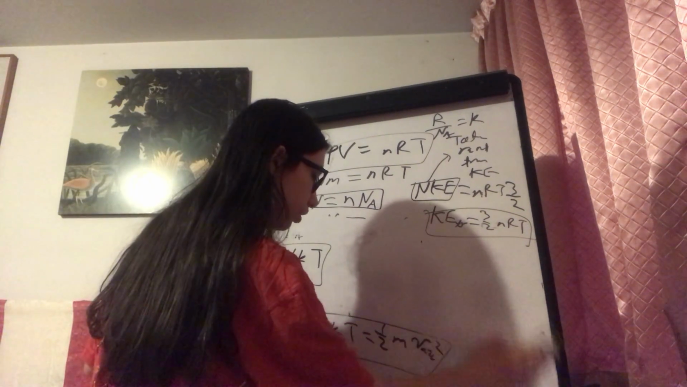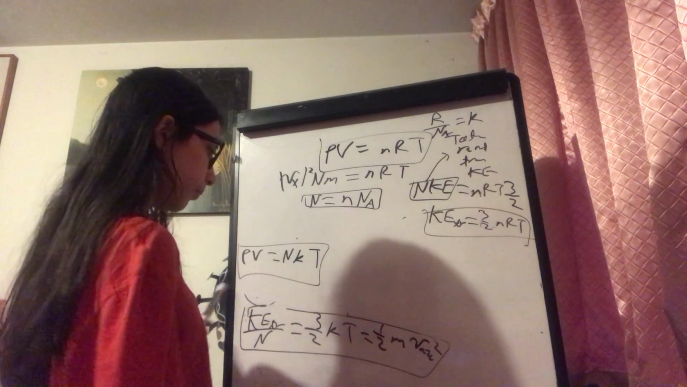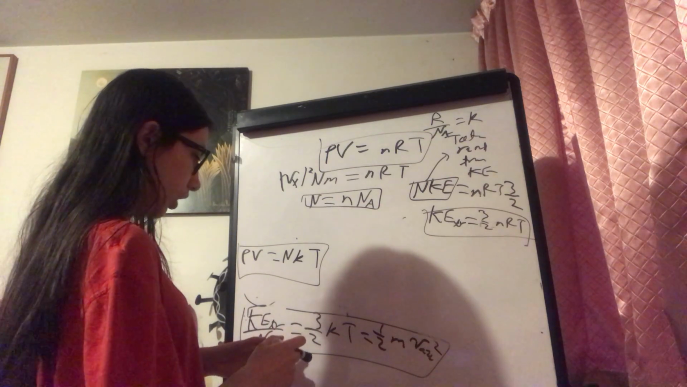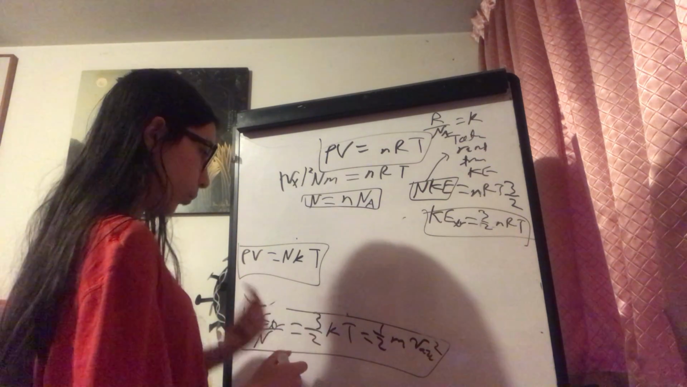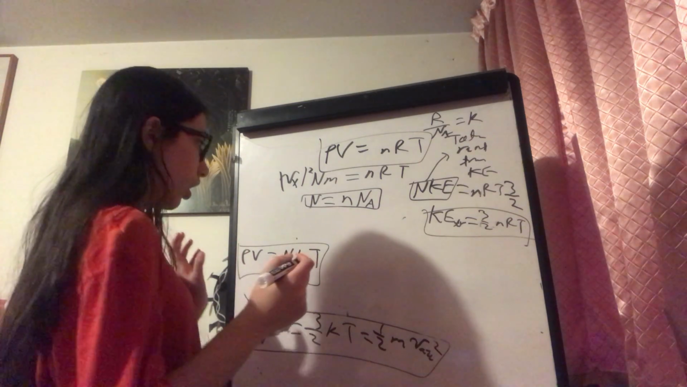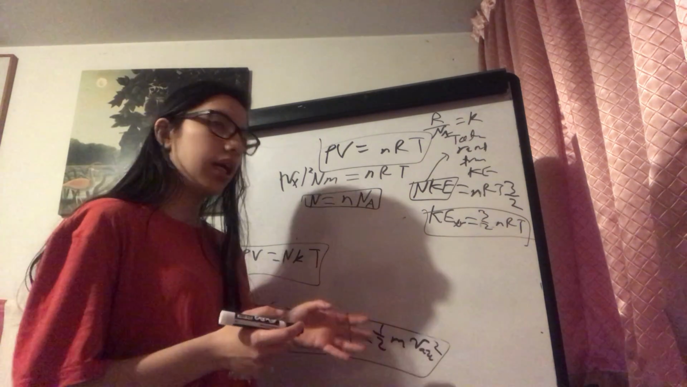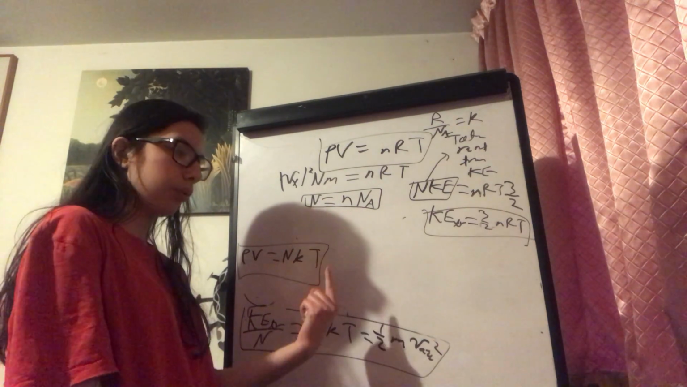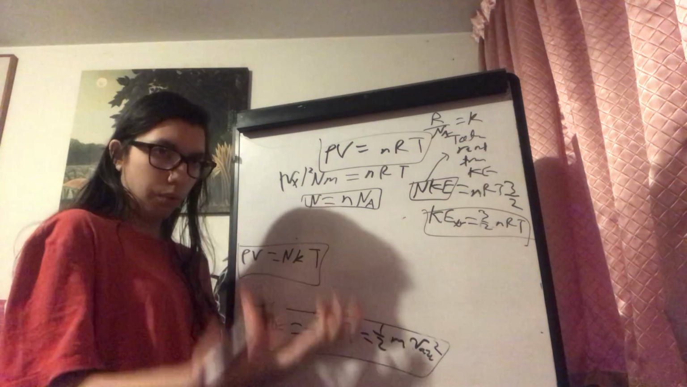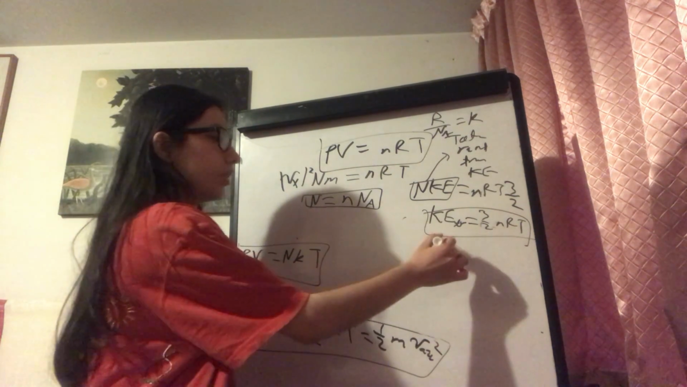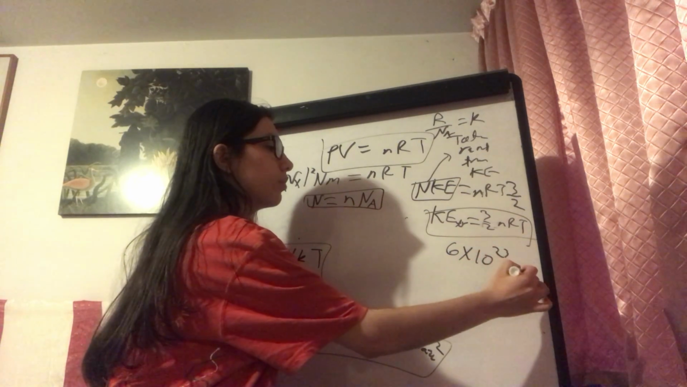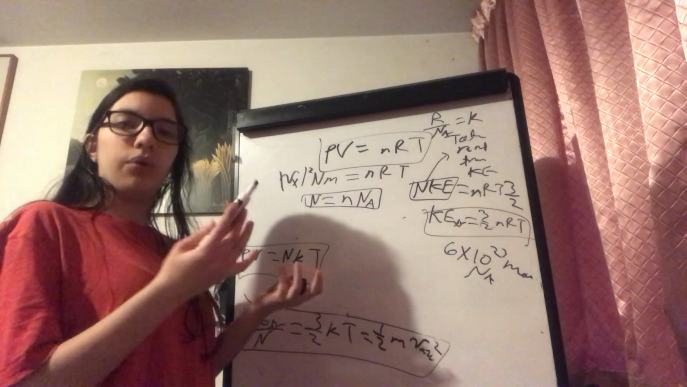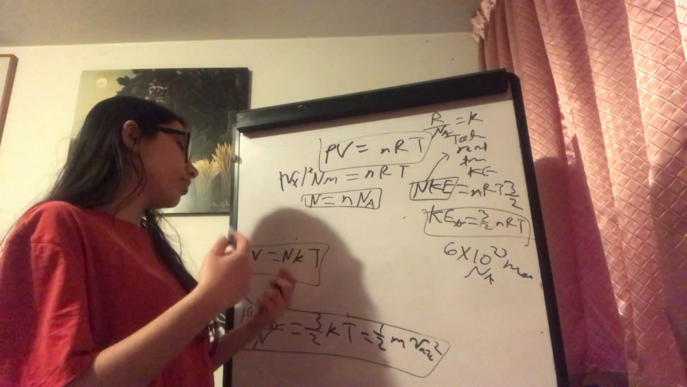And now look, here we are talking about the translational kinetic energy of one molecule. If we want the translational kinetic energy per mole, that is, we are not talking about one molecule, we are talking about 1 mole. In 1 mole we have 6 times 10 to the 23 molecules. So we have Avogadro's number. So we will multiply this by how many molecules are in 1 mole. In this case, we will multiply it times Avogadro's number.